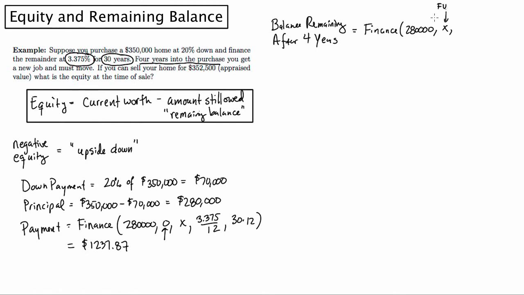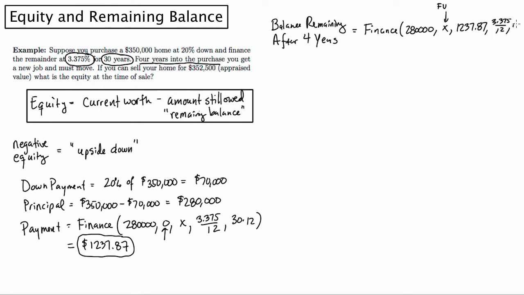Remember, this is the future value of the loan. That's the balance remaining. So it works kind of like an annuity in reverse. We would be paying the monthly payment that we just calculated. So I'm paying $1,237.87 a month, and I have my interest rate.